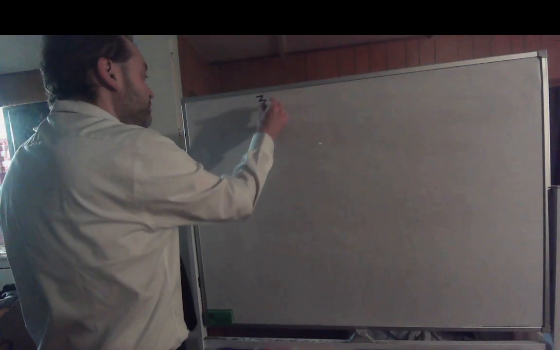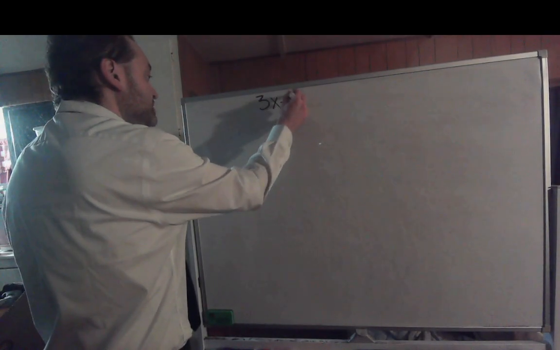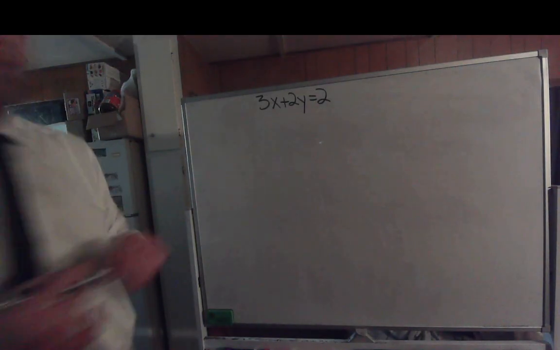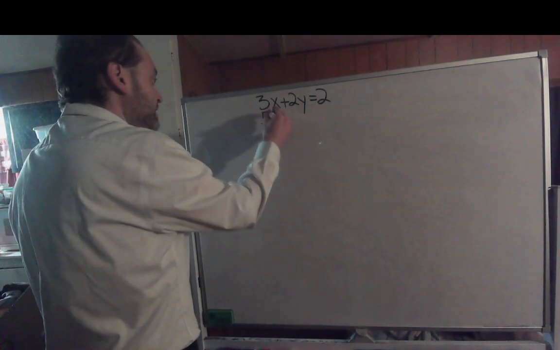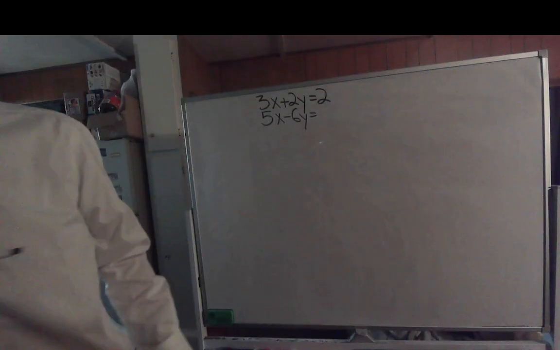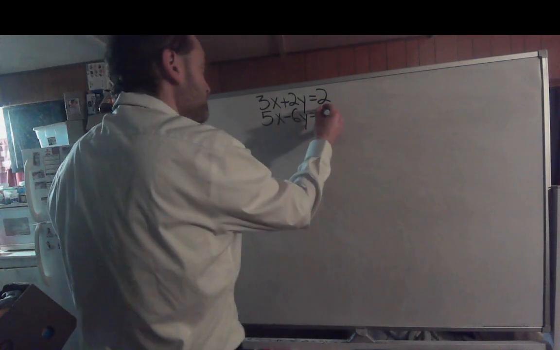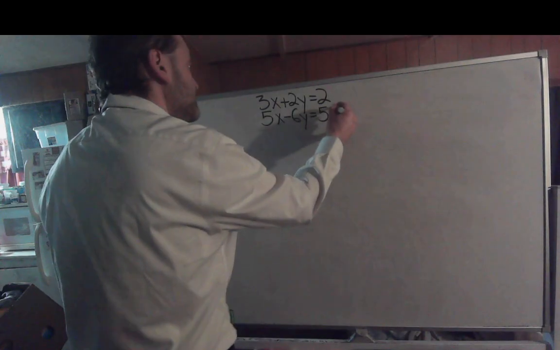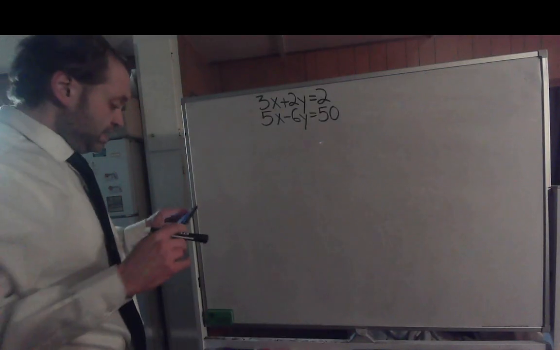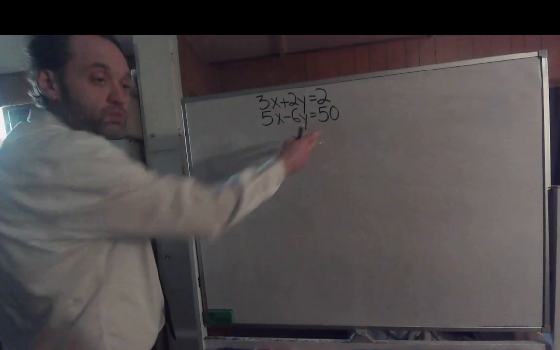All right, let's go on to the next problem. We have 3x plus 2y is equal to 2. And then we have 5x minus 6y is equal to 50. Big jump in the second one. So we have 3x plus 2y equals 2. Then we have 5x minus 6y equals 50.